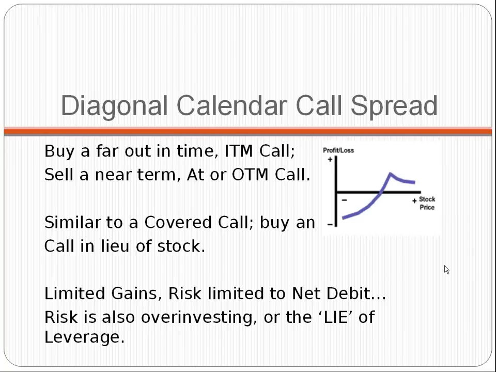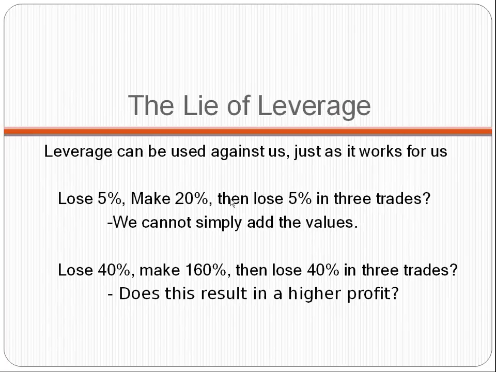If I'm looking at an in-the-money long call, that $20 stock, let's say a 15 call that's 6 months out in time, it might cost me $9 or $8 or so, and that means I can buy a lot more contracts, but I'm putting a lot more of my invested capital at risk on that position if I'm not careful. Okay? And this also leads us into the lie of leverage. Leverage can be used against you just as it can be used for you.